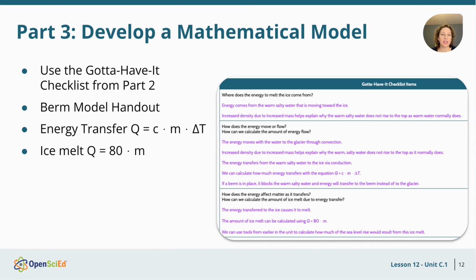Students should remember that they can calculate how much energy transfers with the equation Q equals C times M times delta T, and that the amount of ice melt can be calculated using Q equals 80M.